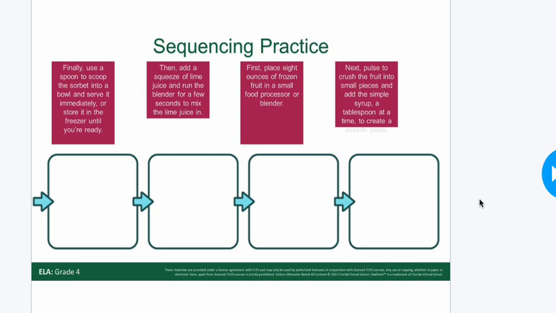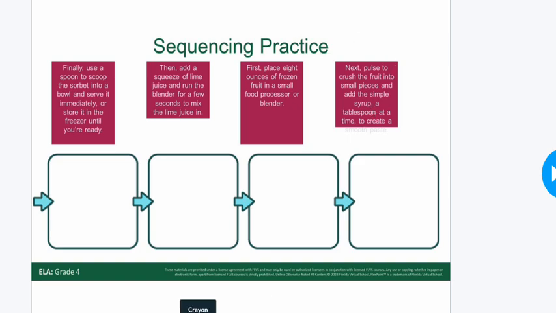So let's go ahead and try to do some sequencing, putting events in order. So we have finally use a spoon to scoop the sorbet into a bowl, serve it immediately, or store it in the freezer until you're ready. Then add a squeeze of lime juice and run the blender for a few seconds to mix the lime juice in. First, place 8 ounces of frozen fruit in a food processor or blender. Next, pulse to crush the fruit into small pieces and add the simple syrup, a tablespoon at a time to create a smooth paste. So what goes first?